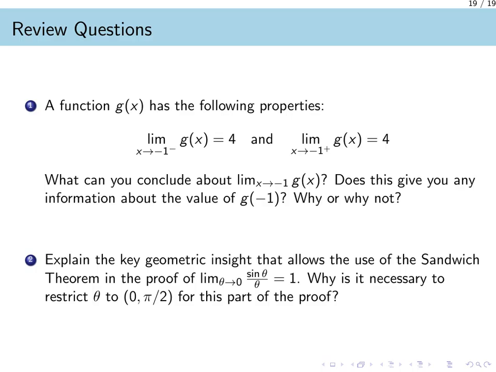For the first question, because the left-hand and right-hand limits as x approaches -1 are both equal to 4, we can conclude that the overall limit also exists and is equal to 4. However, this gives us no information about the value of the function at -1. Remember, the limit describes the function's behavior near a point, not necessarily at the point, so there could be a hole or a different value there.